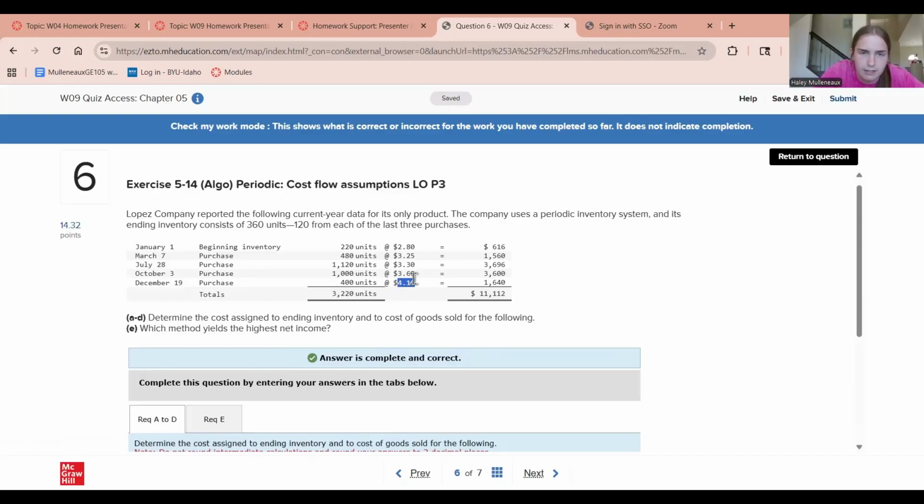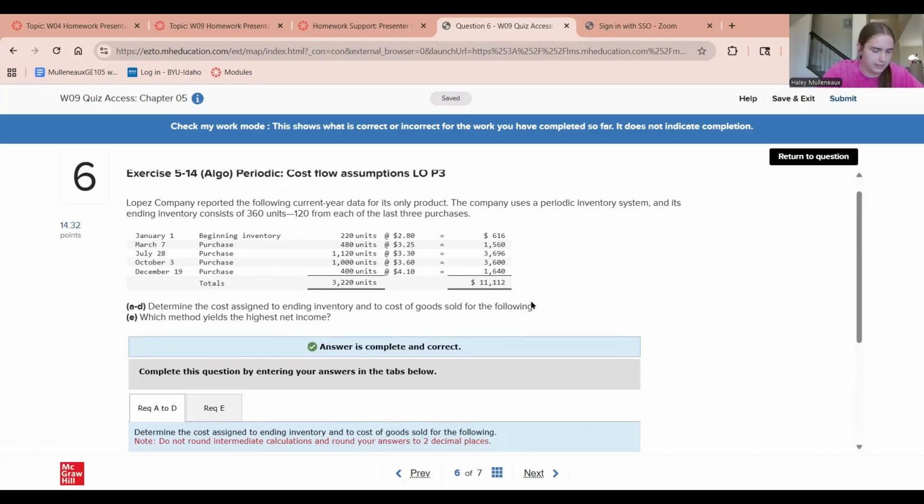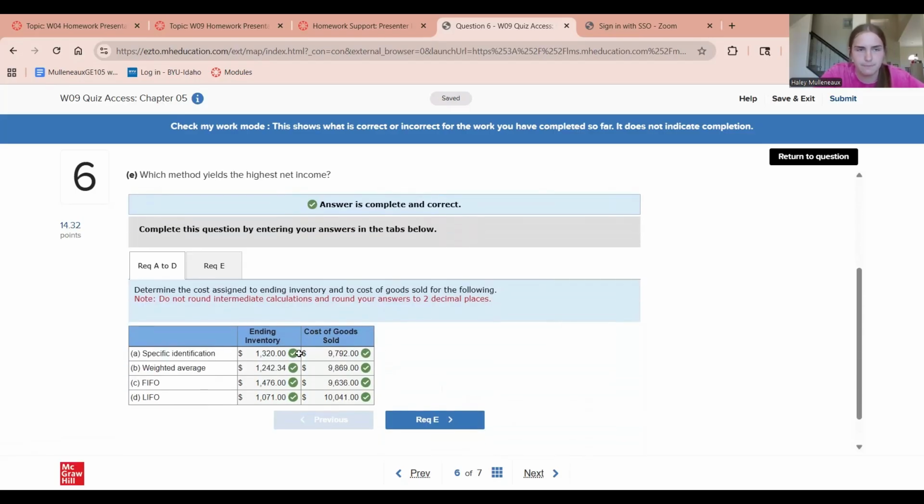Then we're going to do 120 times 3.60, and that equals 432. And then we're going to times 120 by 3.30. That equals 396. Okay, then we're going to take each of those numbers and add them up. So 396 plus 432 plus 492, and that adds up to equal 1,320. And that is for the ending inventory side.